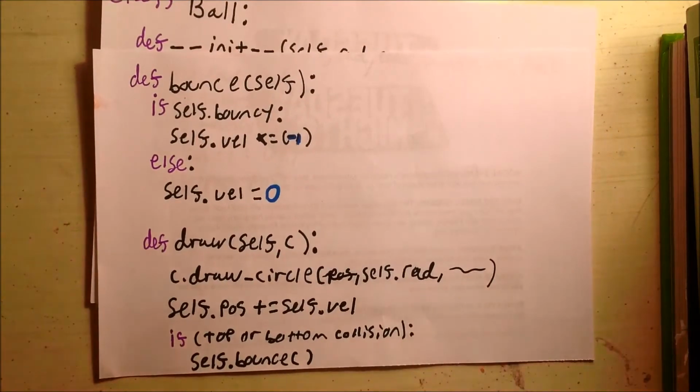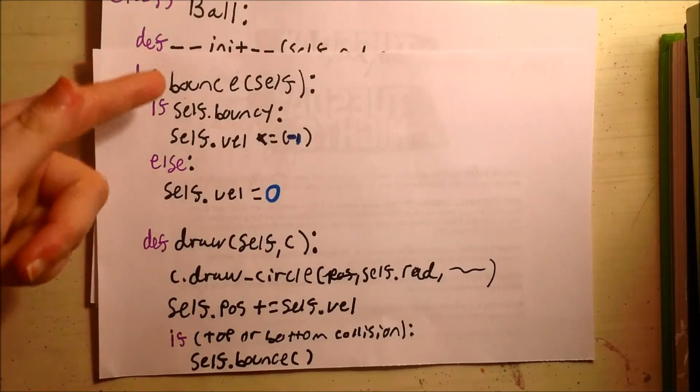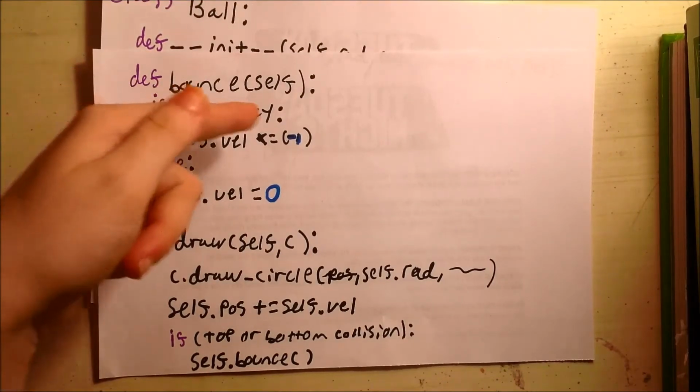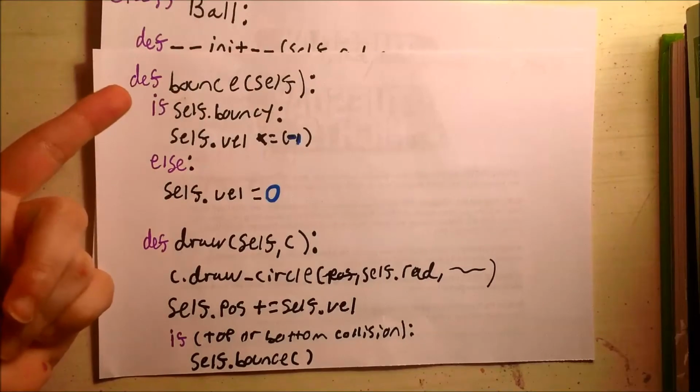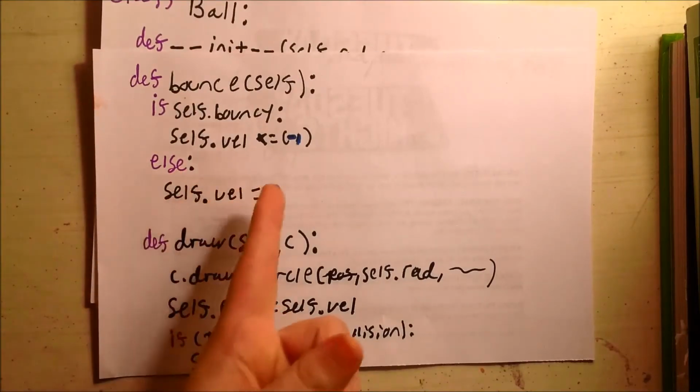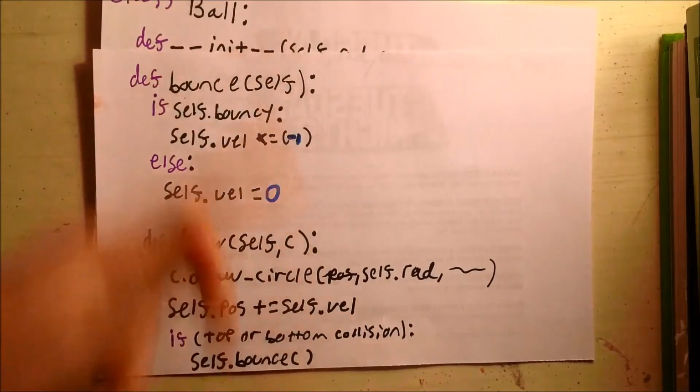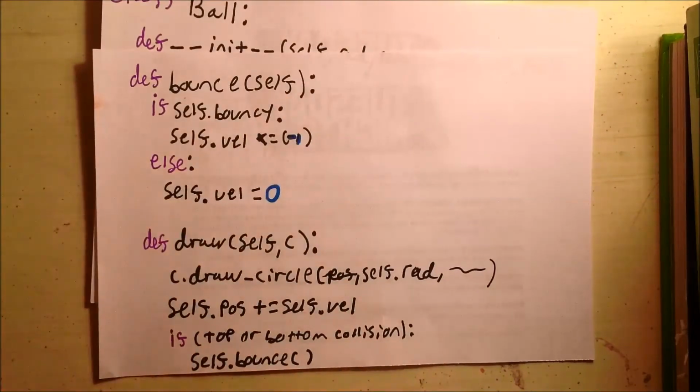And so then it updates the position like we did in Pong, and it checks if there's a top or bottom collision, and I didn't write that out. Then call self.bounce. Then self.bounce, if self.bouncy, so that means it's a bool, it negates the velocity, so it sends it up and down. And if it's not bouncy, it just leaves it at the bottom sitting there.